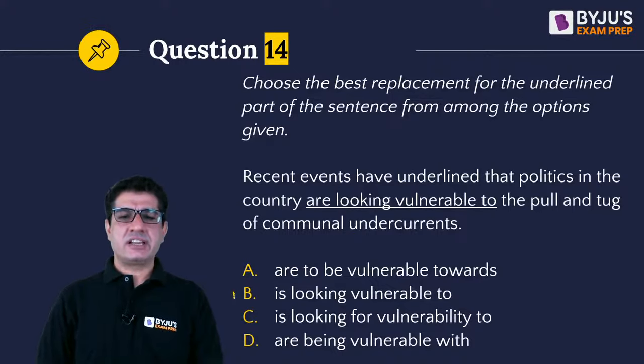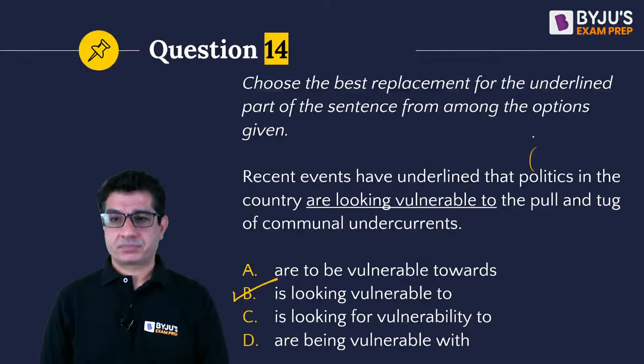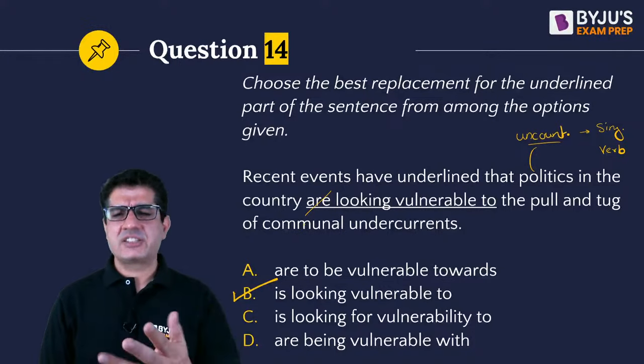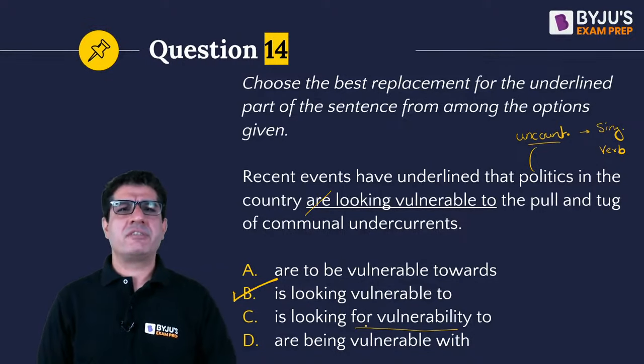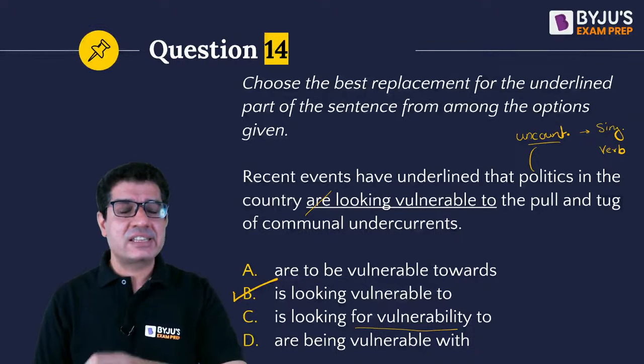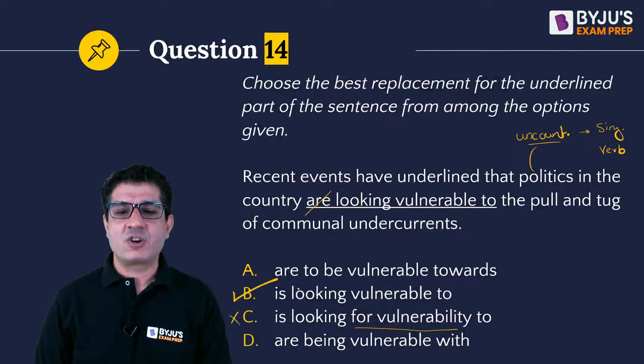Okay, so the correct answer is indeed B, politics. The way it is used in this sentence, it is an uncountable noun, and uncountable nouns are supposed to be followed by a singular verb. So "are" is wrong. What we need is "is", and that is the only thing that we need to fix. If you look at C, C says "looking for vulnerability". When you look for vulnerability, you are trying to locate weaknesses in someone else. But in this sentence, we are saying that there is a weakness in politics itself. So that is what makes C wrong. A and D both are still using "are", so we can rule them out.